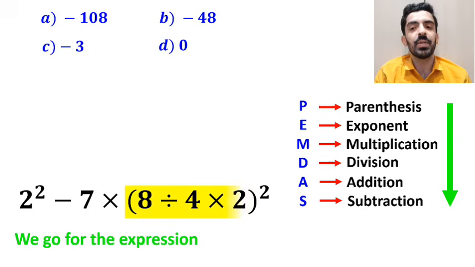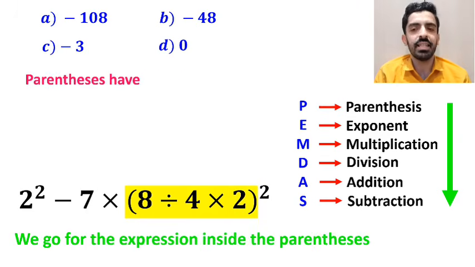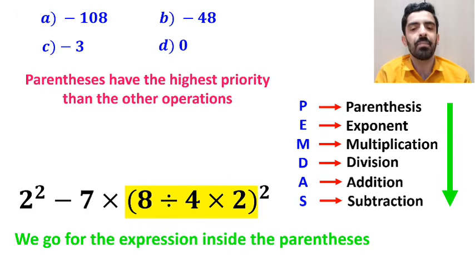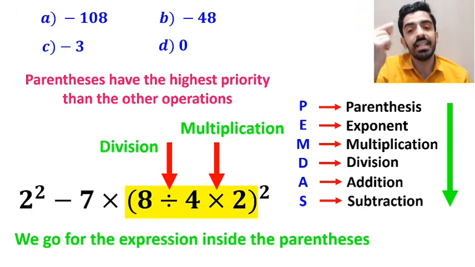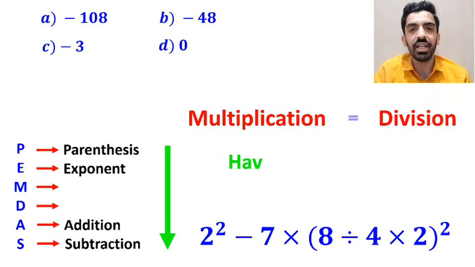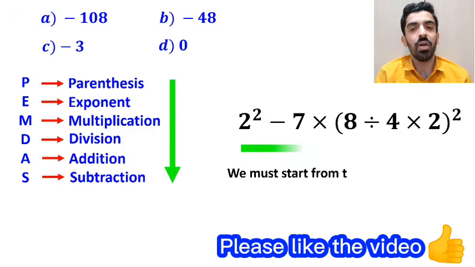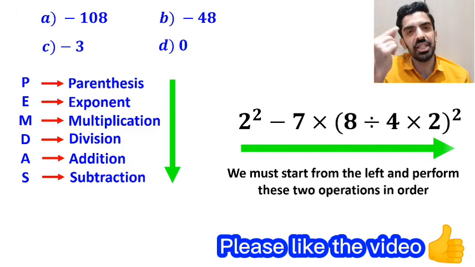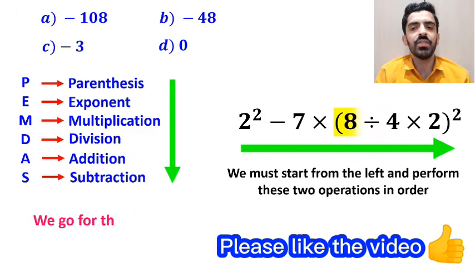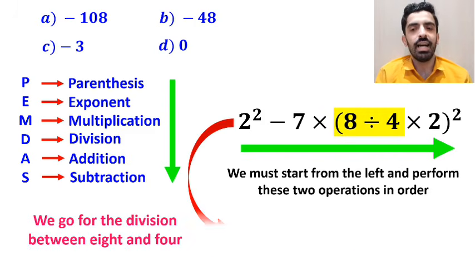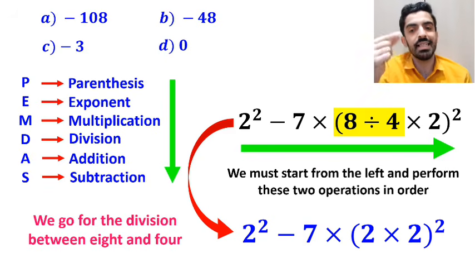So, first we go for the expression inside the parentheses because parentheses have the highest priority among the other operations. Inside the parentheses, first we have a division sign and then a multiplication sign. It's very important to note that multiplication and division have exactly the same level of priority. In this situation, we must start from the left and perform these two operations in order. So first we go for the division between 8 and 4, and write this expression as 2 squared minus 7 multiplied by (2 times 2) all squared.